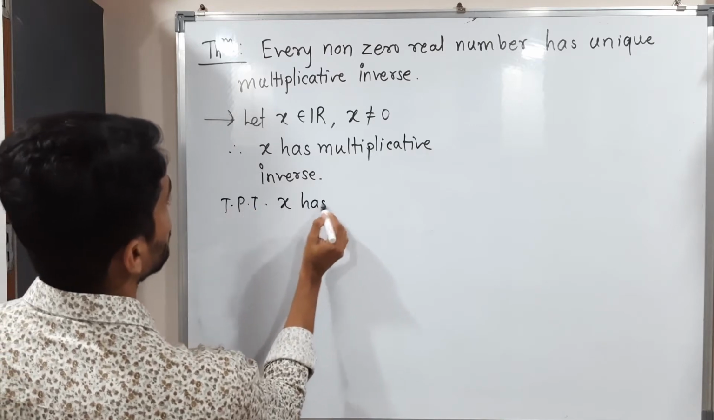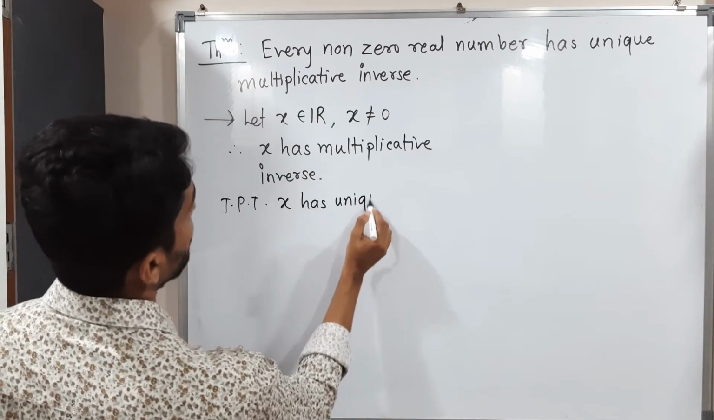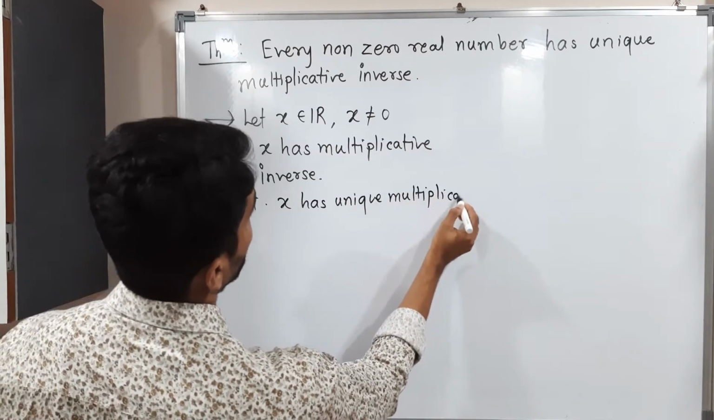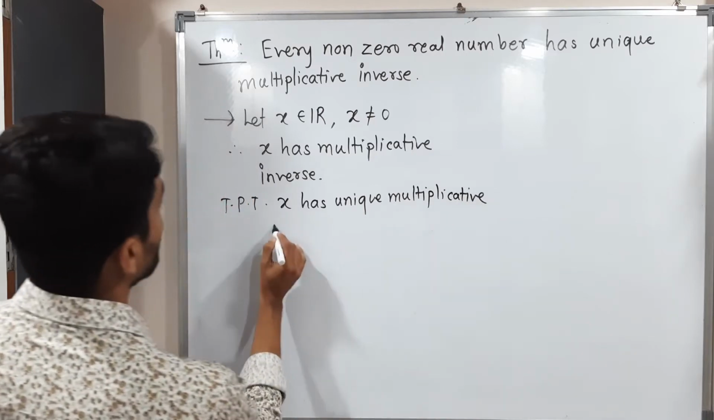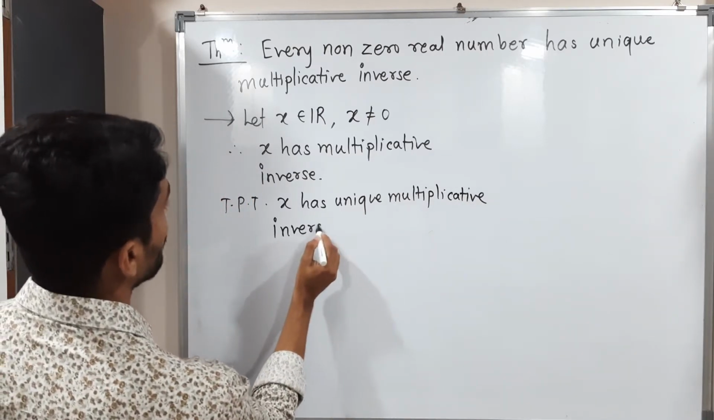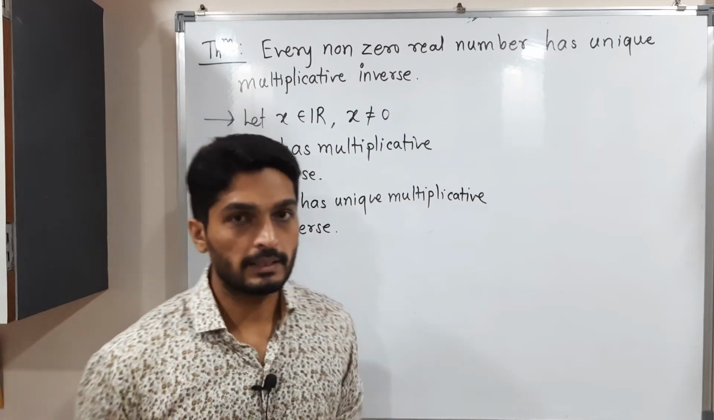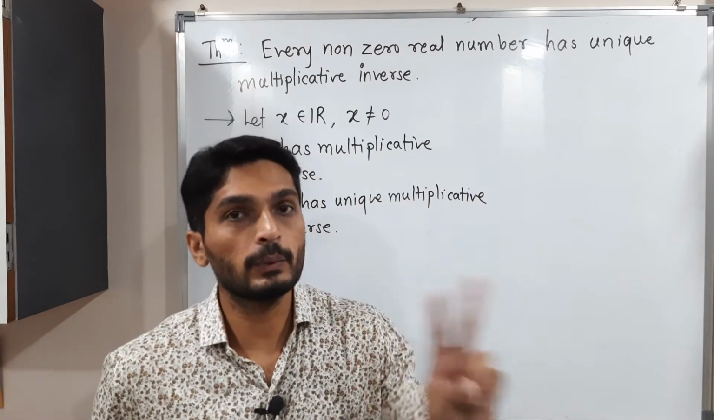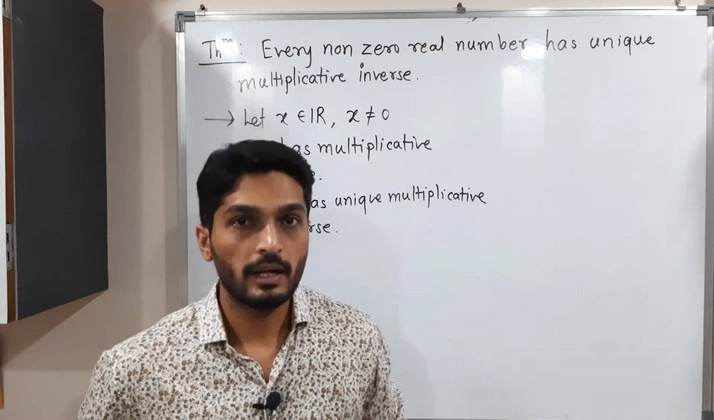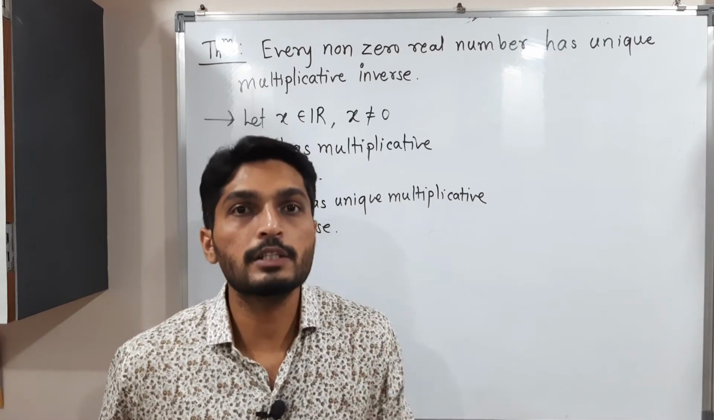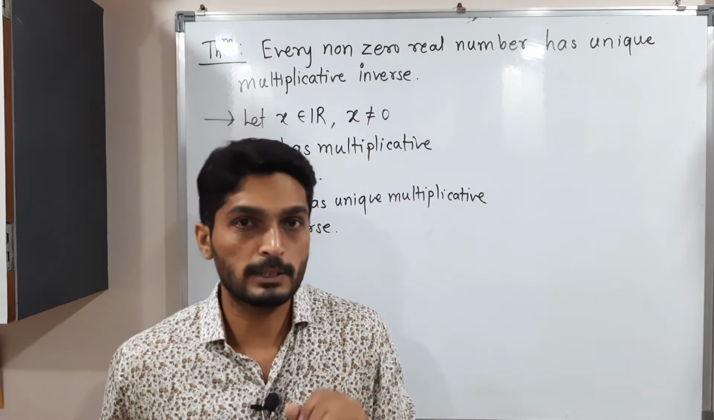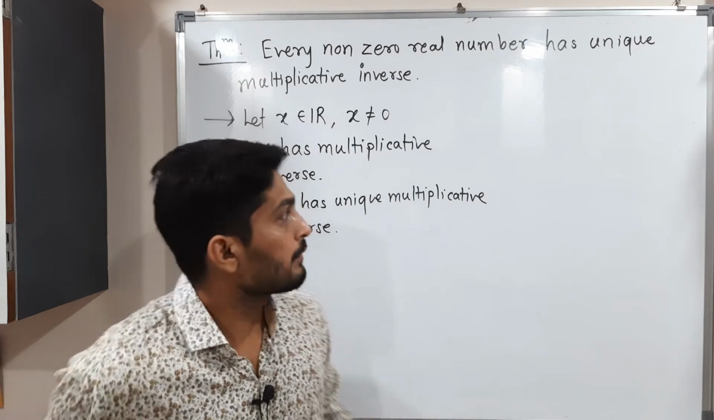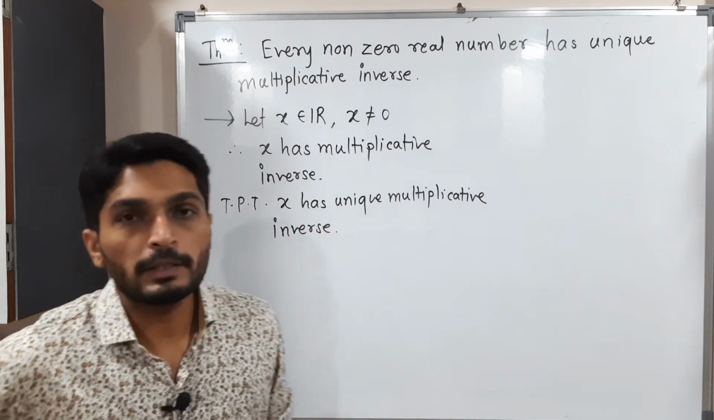To prove that x has unique multiplicative inverse. See, in mathematics, when we have to prove anything is unique, we consider there are two such things and we solve. So we get contradiction somewhere and finally we conclude our assumption is wrong. So that's why we get the result. Same procedure I'm going to follow. We have to prove that multiplicative inverse is unique.